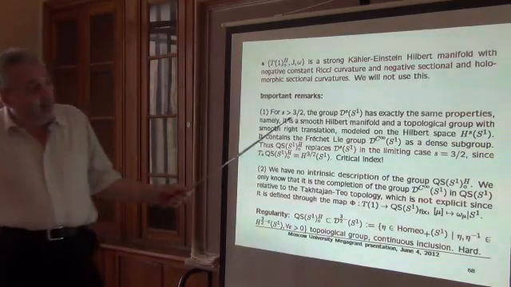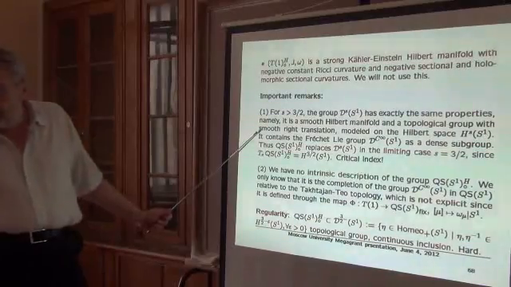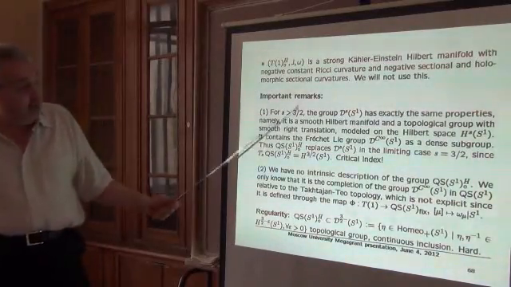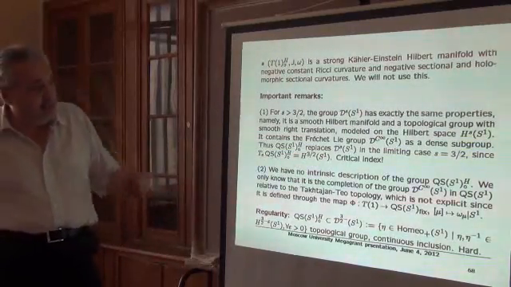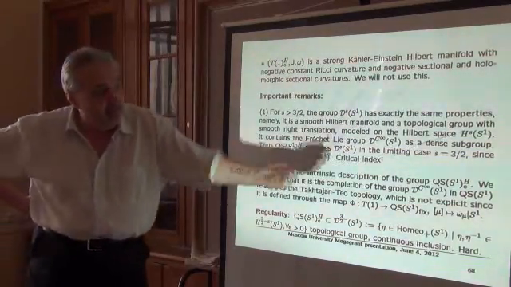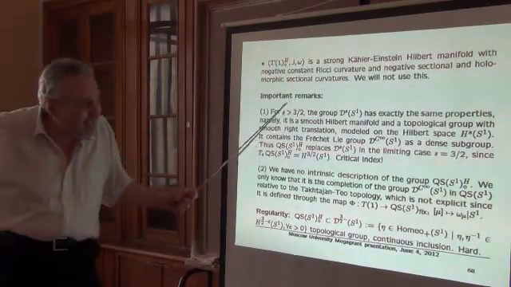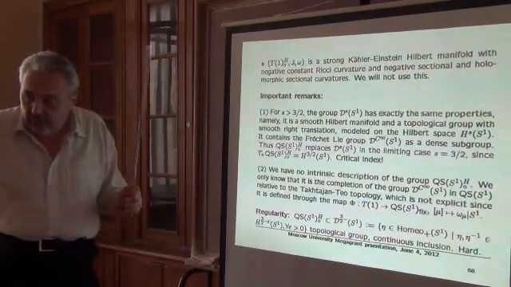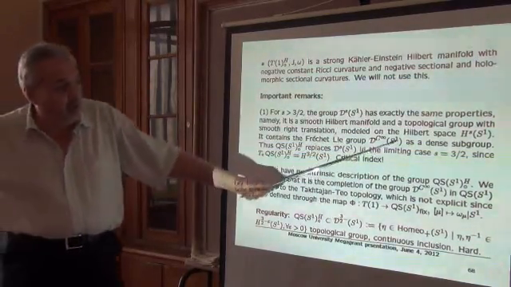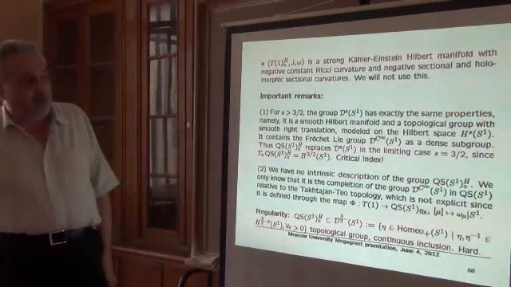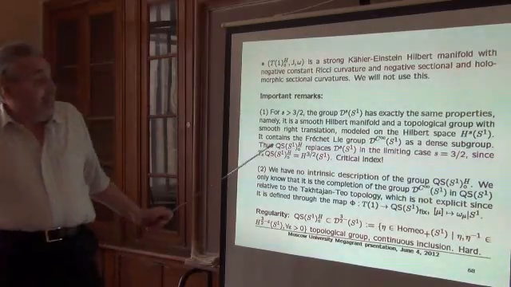For S bigger than 3/2, this group here has exactly the same properties. So let's see what the parallelism is. It is a smooth Hilbert manifold, a topological group, with smooth right translation, modeled on the Hilbert space HS. Right? But it's strictly bigger than 3/2. You cannot put 3/2. It contains the Fréchet group of C-infinity diffeomorphisms on the circle as a dense subgroup, exactly as we have seen before.